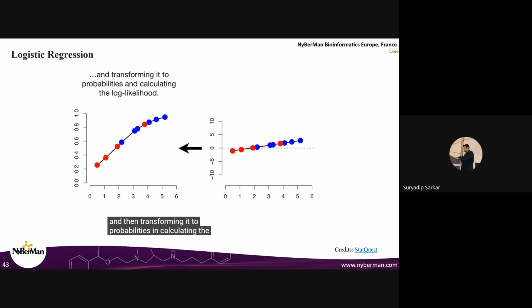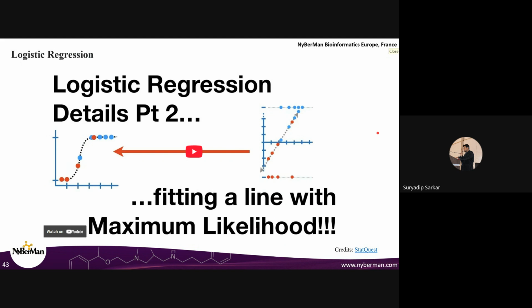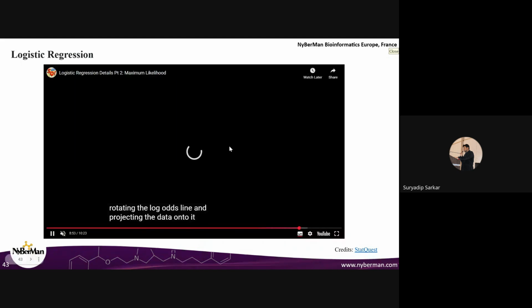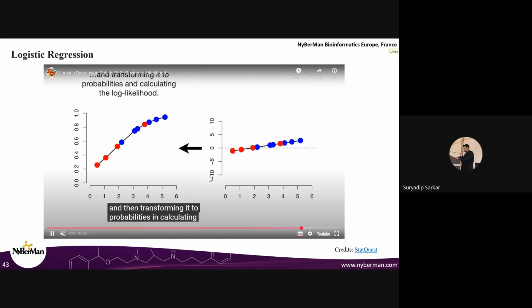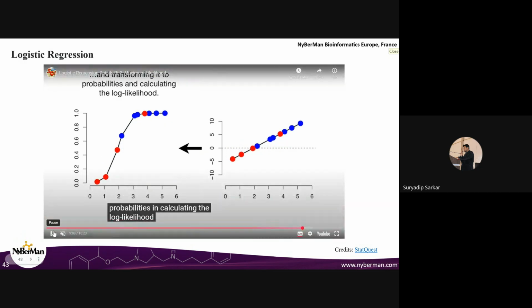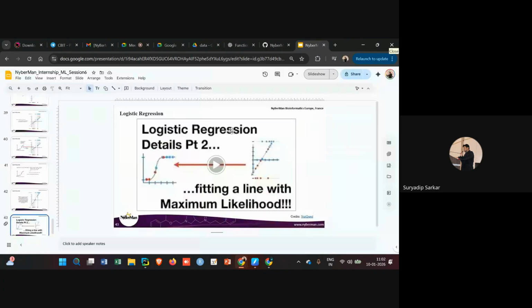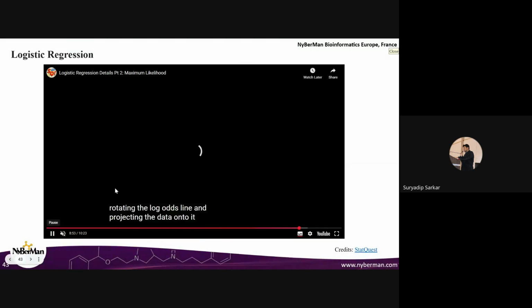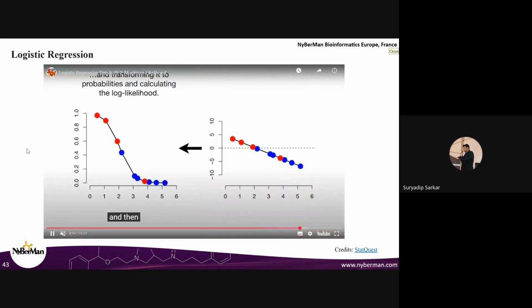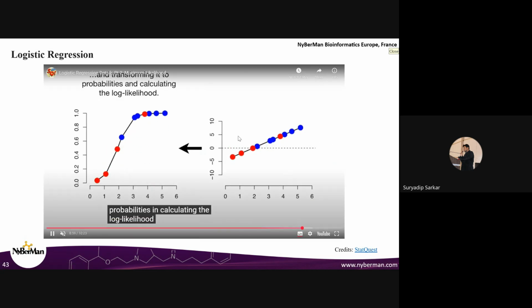On the right hand side is the straight line on the minus infinity to plus infinity scale, and on the left hand side you have the corresponding sigmoid function. You can check out this video, which is linked here as well as here.